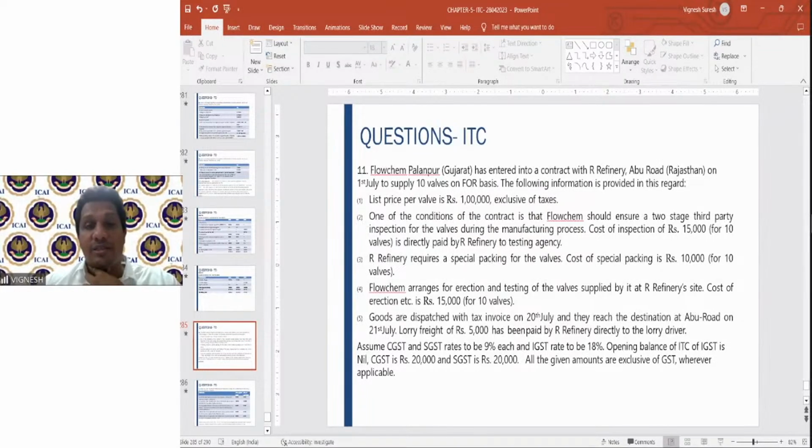This value of supply is tested here. Okay, you need to know what all you have to add in the supply. Cost of inspection 15,000 directly paid by our refinery to the testing agency. Special packing required. Cost of special packing 10,000. Flowchem arranges for erection and testing of valves. Please listen to this problem only if you have completed the revision related to value of supply. If you have completed the revision, listen. Otherwise, you'll get confused. Okay.